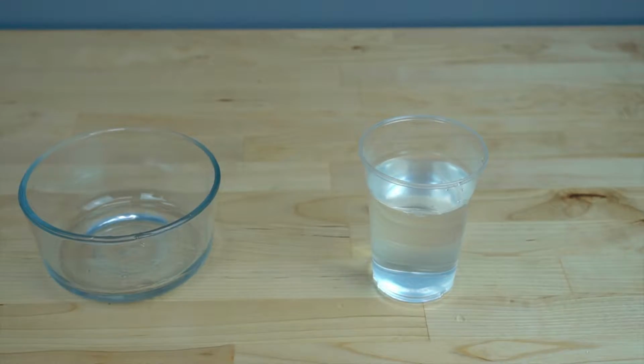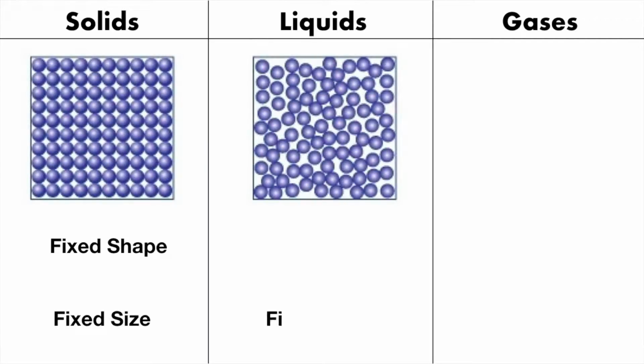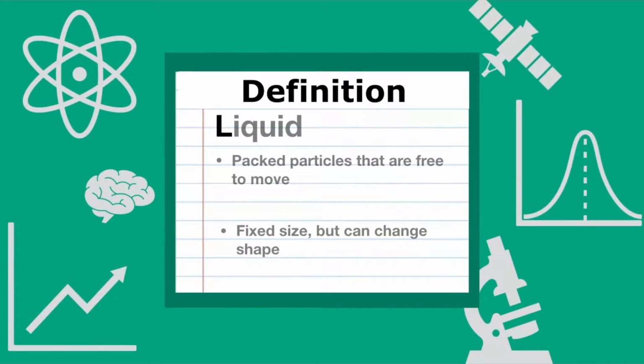So what you can say about liquids is that they have a fixed size, meaning they can't ever get bigger or smaller, but their shape can change. They can switch shape from a bowl to a cup to whatever you put them in. The definition of a liquid is matter that has packed particles but that are free to move. And liquids have a fixed size, but they can change their shape.